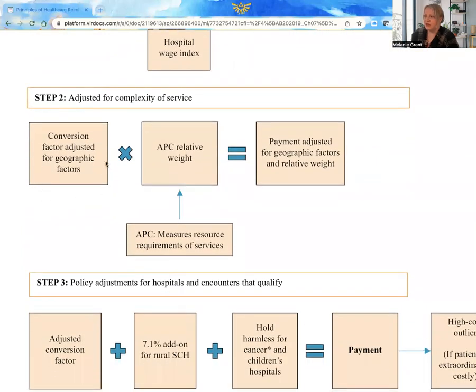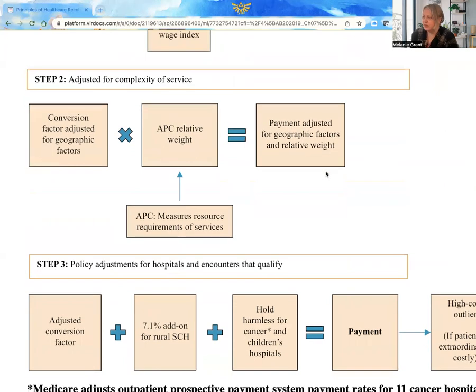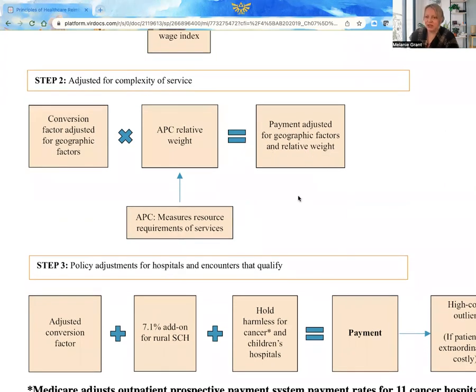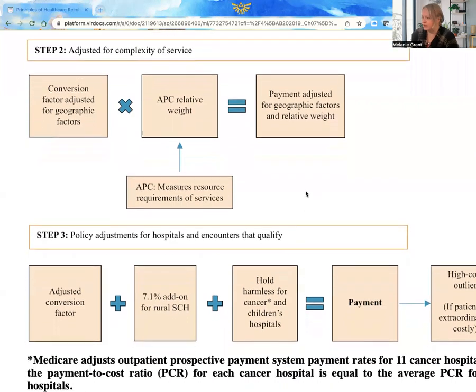That adjusted conversion factor is now multiplied by the weight of your APC to give us a total payment for the geographic factors and relative weight. This is where that weight comes into play. You'll remember earlier we said 0.86 for a specific area. So you'll take, like, $100 at an adjusted relative weight of 0.86 would be $86.